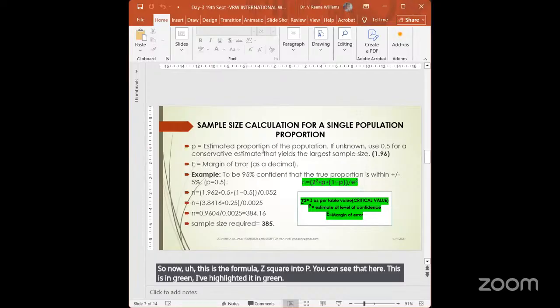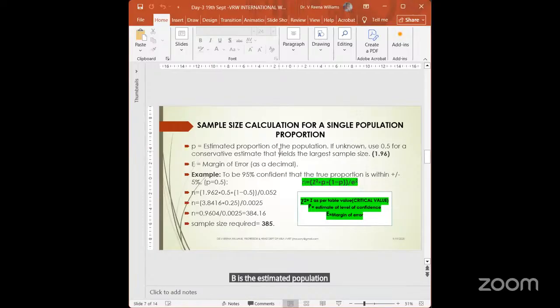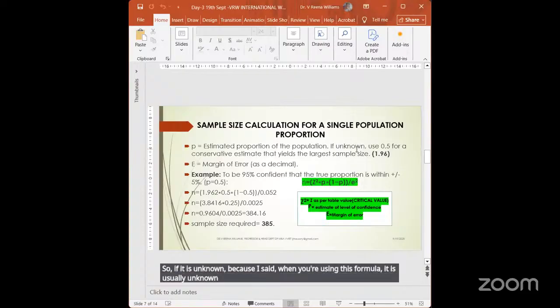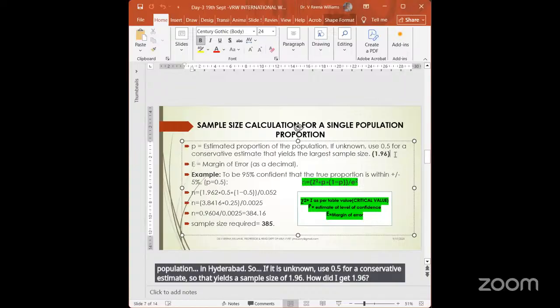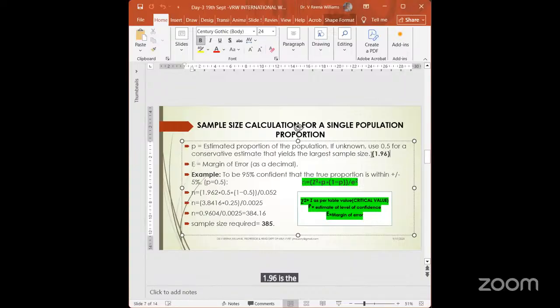p is the estimated proportion of the population. If it is unknown, because when you're using this formula it is usually unknown, population in Mysore, population in Calcutta, population in Hyderabad, use 0.5 for a conservative estimate. So that yields a sample size of 1.96. How did I get 1.96? 1.96 is the table value.